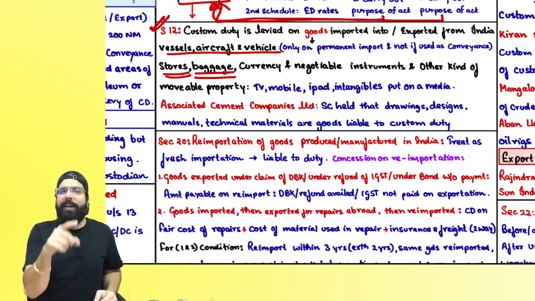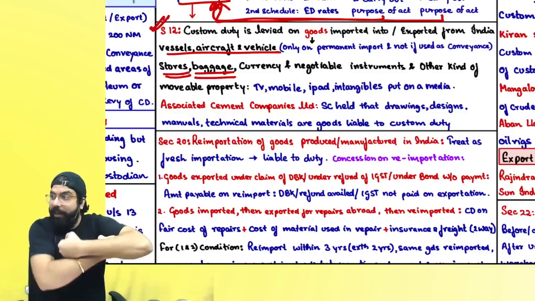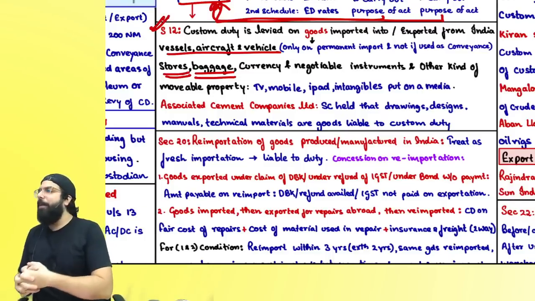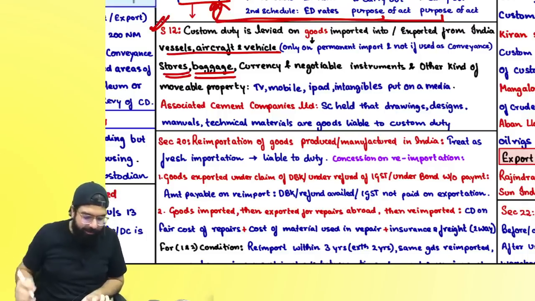For baggage, what happens? 35% duty is there. People will say, I will take a motor vehicle along with me, and on the motor vehicle also there is 35% duty, and hence the government went ahead and said baggage includes unaccompanied baggage but does not include a motor vehicle. Right, everyone? More discussion is in your chapter on baggage.